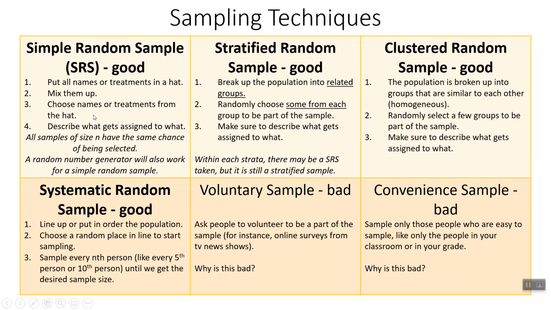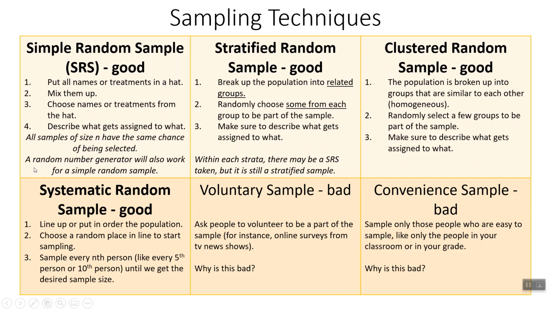So we're choosing out pieces of paper from the hat, and those things that we choose will be assigned to our sample or will be assigned to some sort of treatment. If we're doing an experiment, they could get whatever drug we're testing, that sort of thing. The interesting thing with simple random samples is that all samples of a certain size, like say size n, maybe n is like 20 or 50 or 100, have the same chance of being selected. This is the only one that works for that. All the other ones do not have that condition. So simple random sample, all samples of the same size have the same chance of being selected.